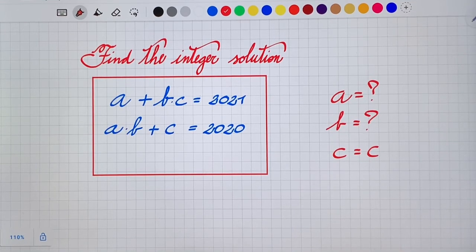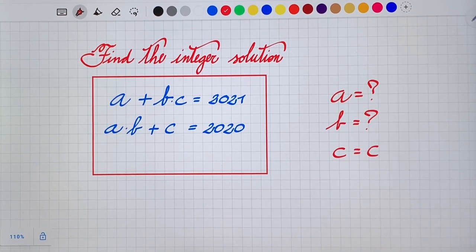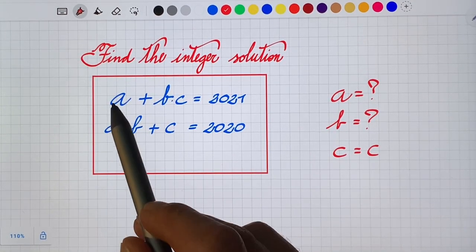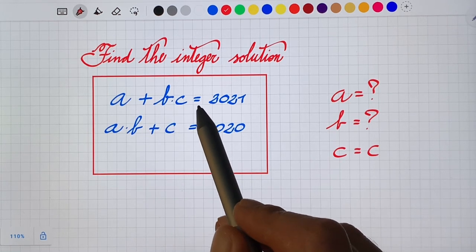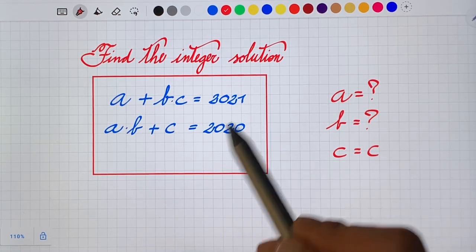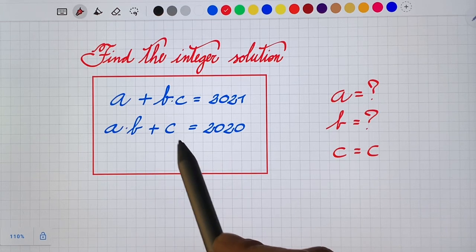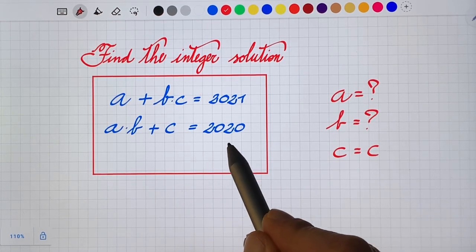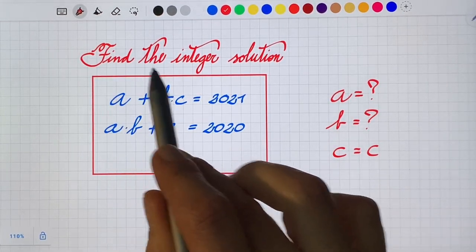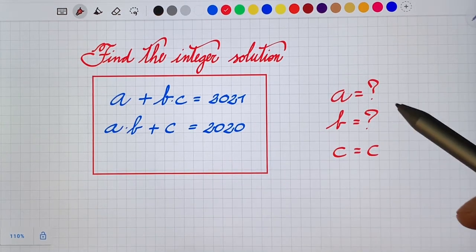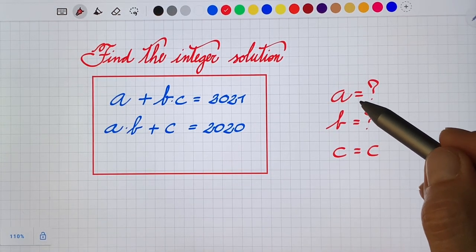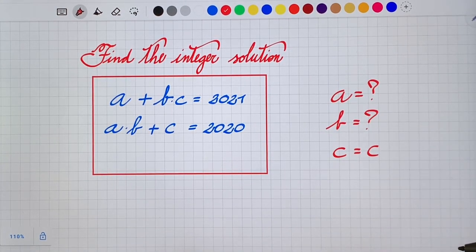Hi everyone! Today we will solve this interesting equation. A plus b times c is equal to 2021. A times b plus c is equal to 2020. Find the integer solution. So the unknown variables are a, b and c.